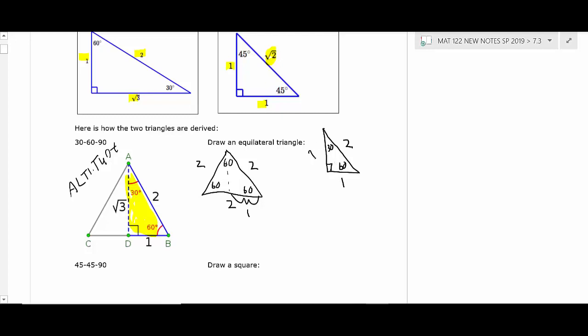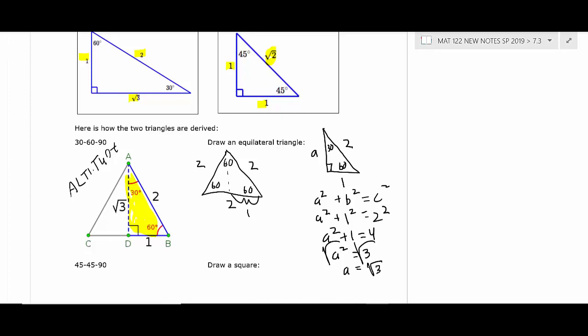And then this side right here, we can just use the Pythagorean Theorem to find that. So I'm just going to call that x, or actually let's call it a, because that's what we're used to. So the Pythagorean Theorem is a squared plus b squared equals c squared. So you'd have a squared plus 1 squared equals 2 squared. So that's a squared plus 1 equals 4. Subtract 1 from both sides, you'll get this. And then when you square root both sides, a is equal to square root of 3. Okay, I whipped through that pretty fast, I realize, but that's something we've done, the Pythagorean Theorem. So that's where that square root of 3 comes from, all right?